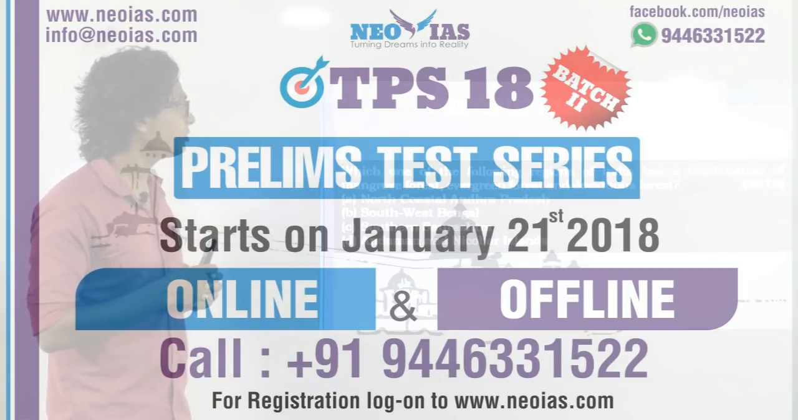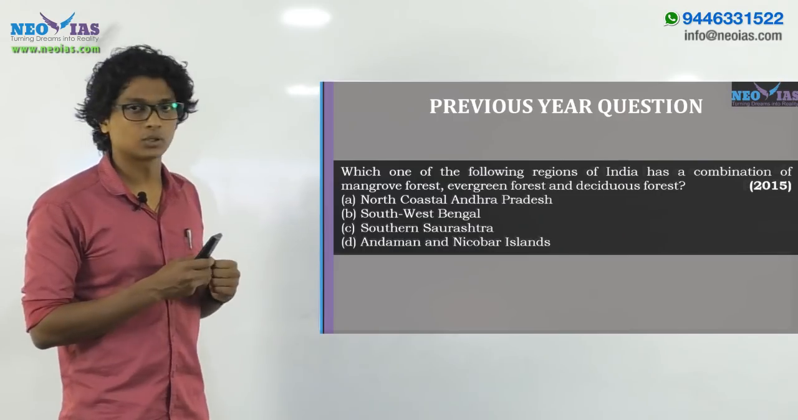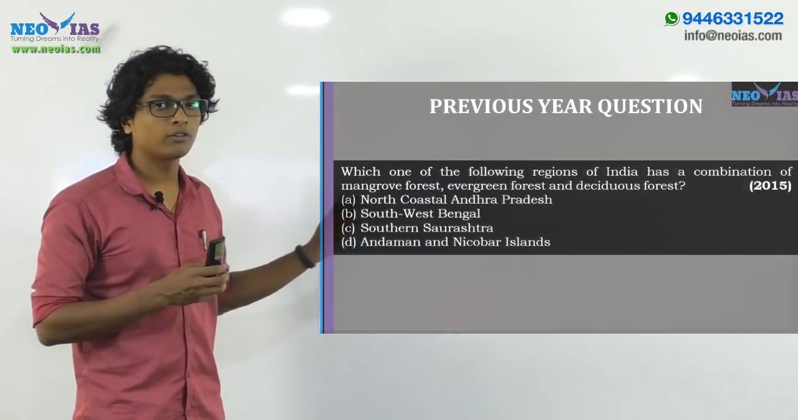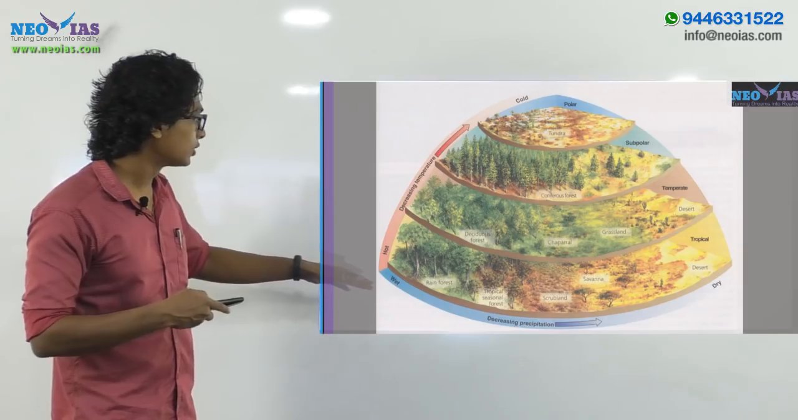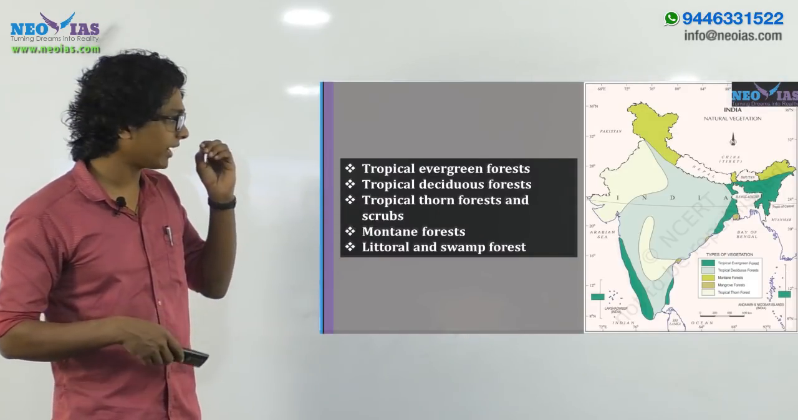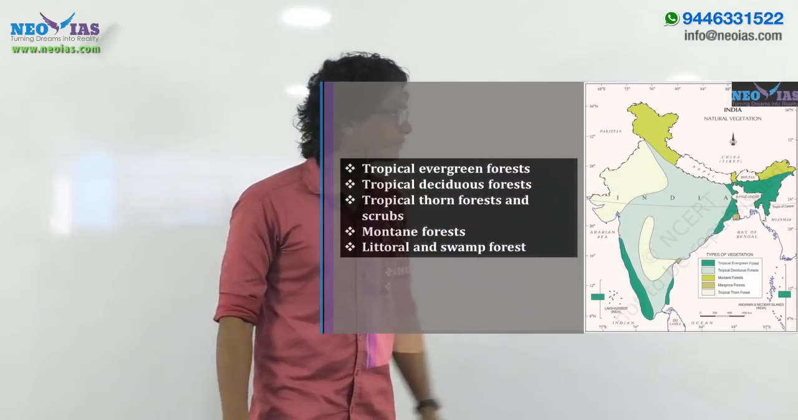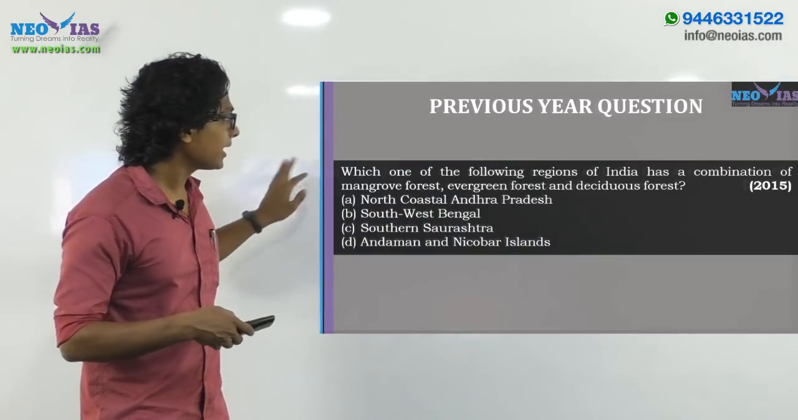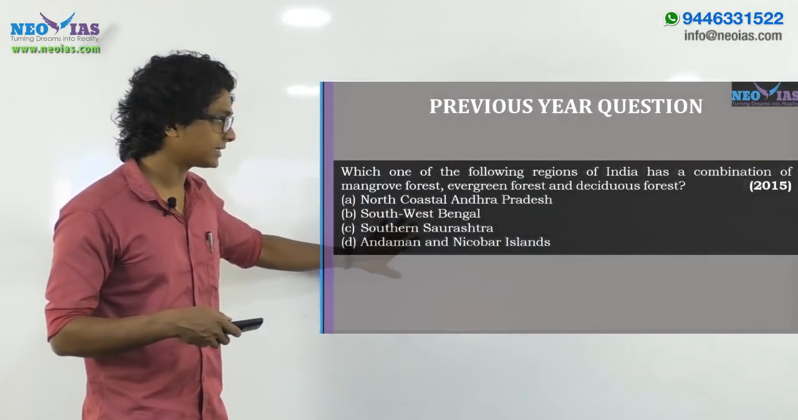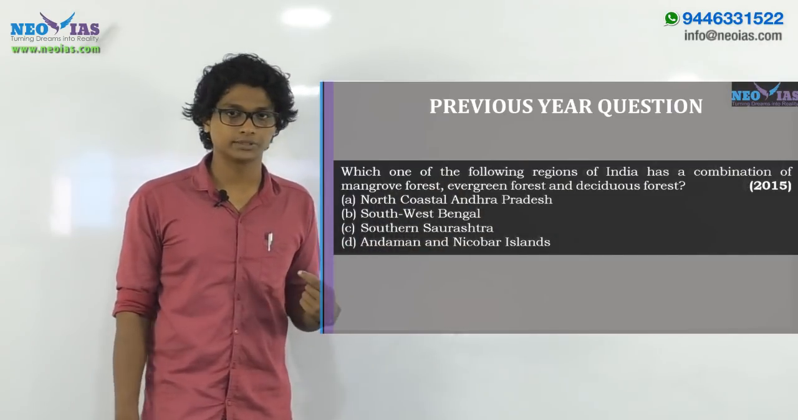The first one: which one of the following regions of India has a combination of mangrove forest, evergreen forest and deciduous forest? Mangroves are found over towards the coastal regions, right? They come under the vegetation, actually the littoral and swamp forest, which we can find in Andhra Pradesh as well as Odisha as well as the West Bengal regions, right? Okay, so the question is regarding which of these given states have a combination of mangrove forest, evergreen as well as deciduous, right?